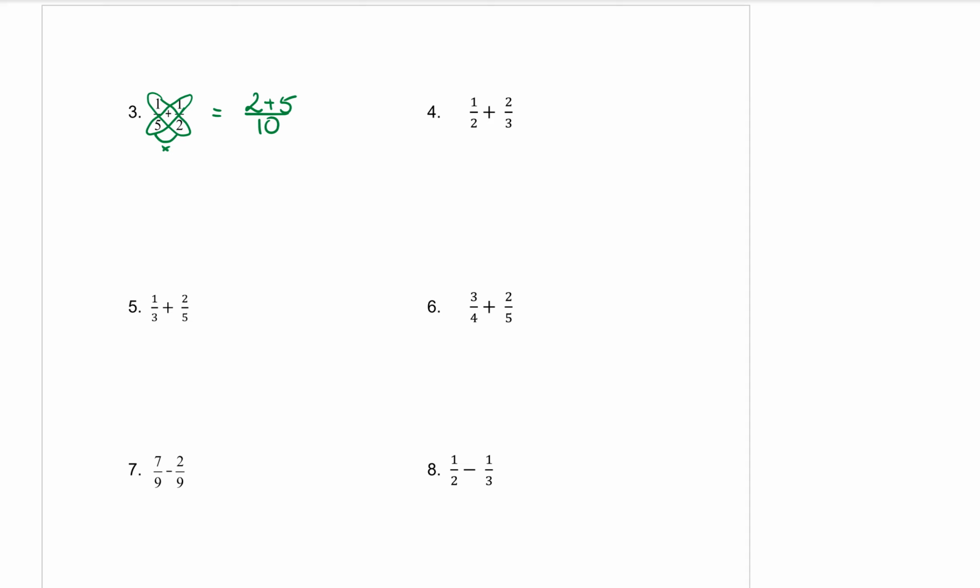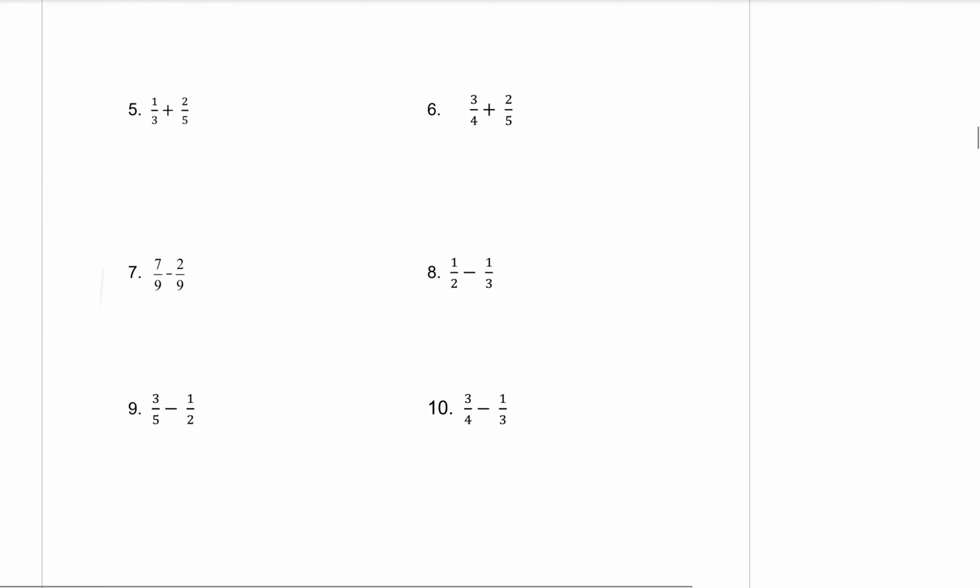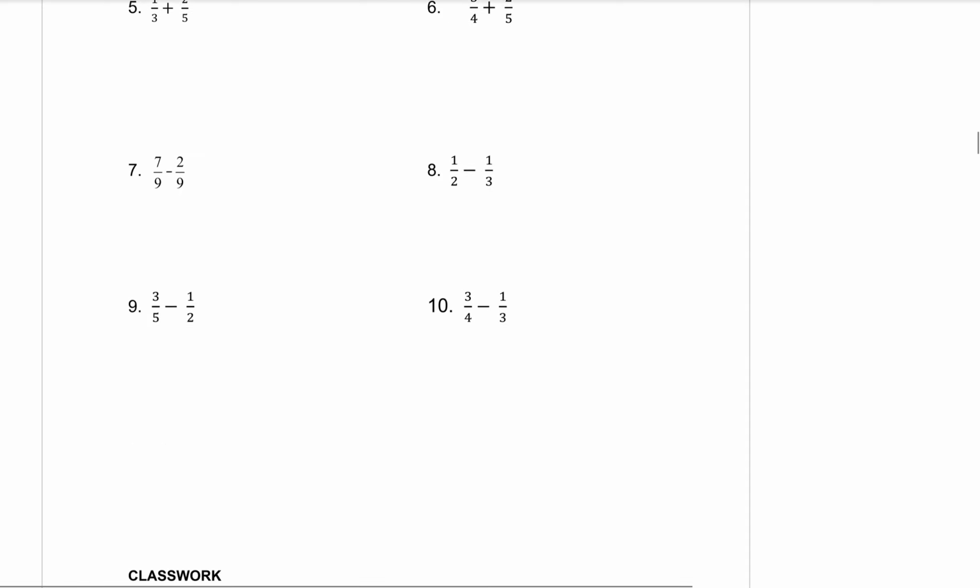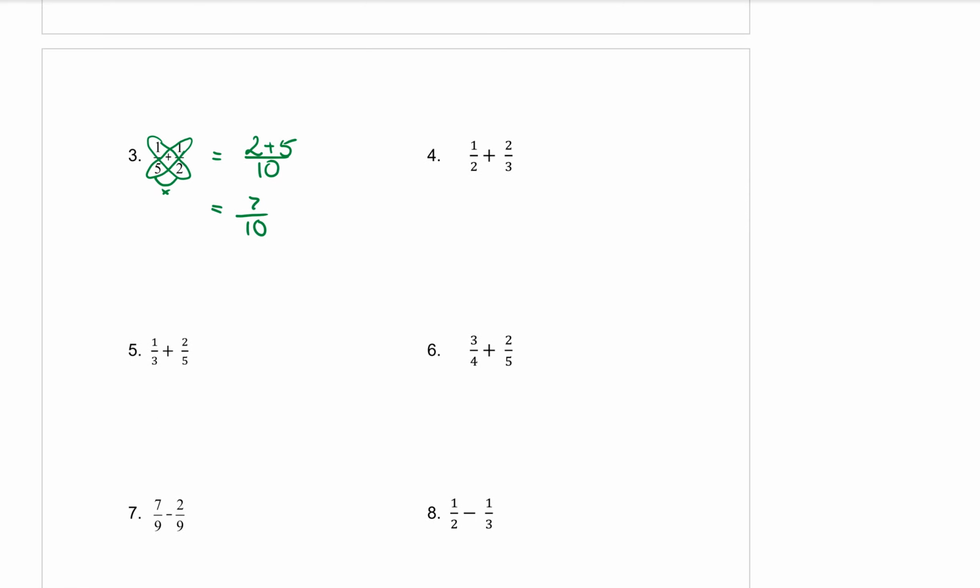Okay, once we've done that, all I need to do is now add those numbers on the top. 2 plus 5 makes 7 over 10. Okay, let's try that again. Stella, yes, what's up? How do you find the lowest denominator if you don't times it? I'll show you that in a bit. Let's practice this a bit more first, and then I'll do one of those as well, okay?